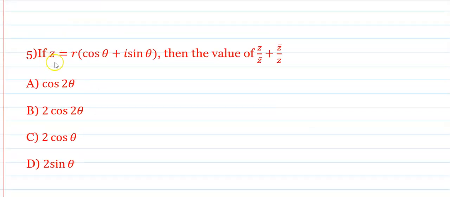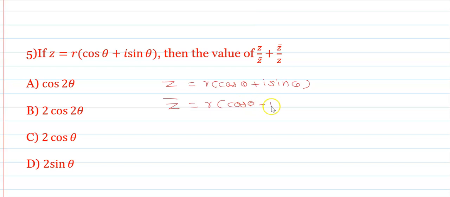If Z is equal to R (cos theta plus I times sin theta), then find the value of Z upon Z bar plus Z bar upon Z. Now see this here. If I express this, Z is equal to R in bracket cos of theta plus I times sin theta. And then what about Z bar? Z bar is R in bracket cos of theta minus I times sin of theta.